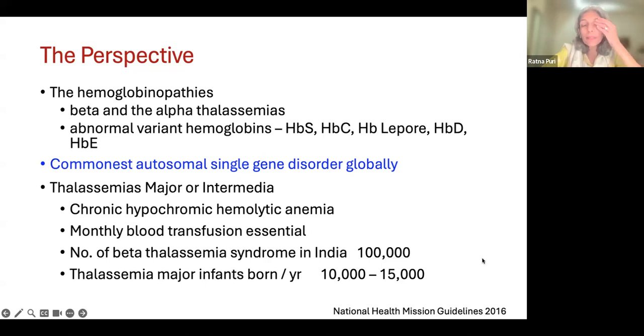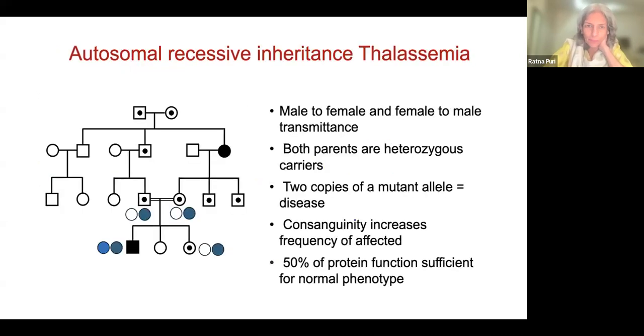So we know that the burden is high. It's estimated that the number of children and adults with beta thalassemia syndrome is about 100,000. And even today about 10 to 15,000 infants are born with thalassemia major every year.